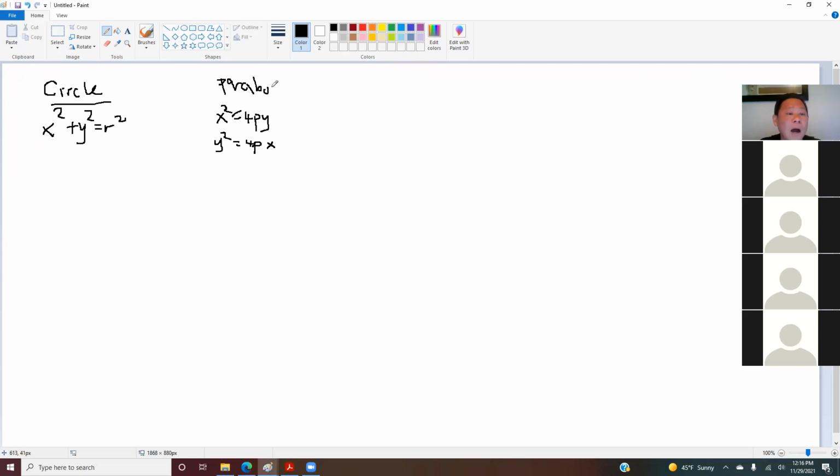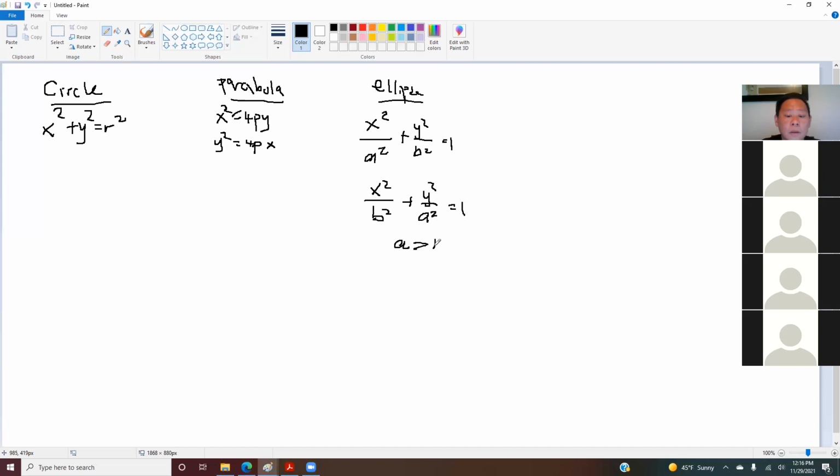So how do we figure out which one is which? In order for us to have an ellipse, both your x and y are squared, but it has to be positive. Okay, so this is an ellipse equation. Make sure you know that for an ellipse, your a has to be greater than b. And both a and b have to be greater than 0.